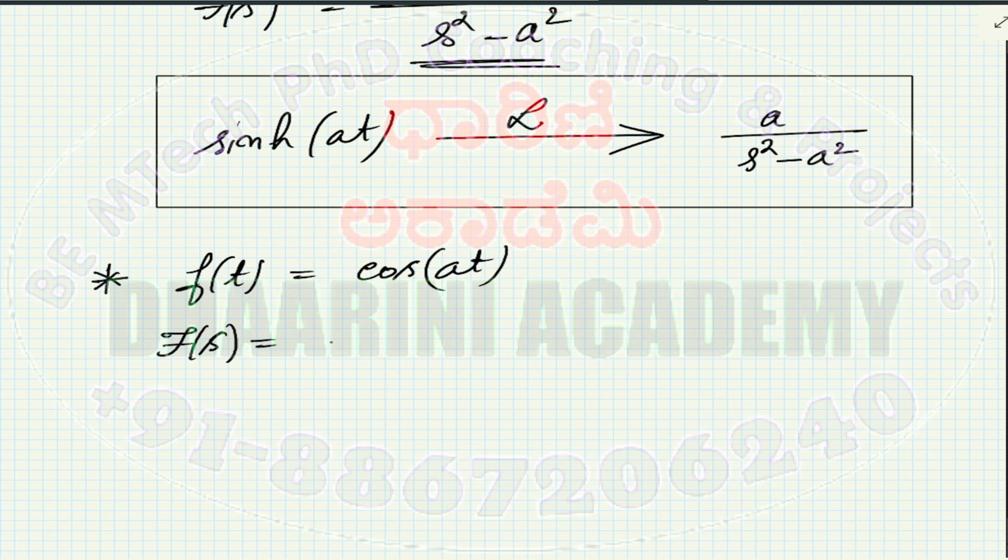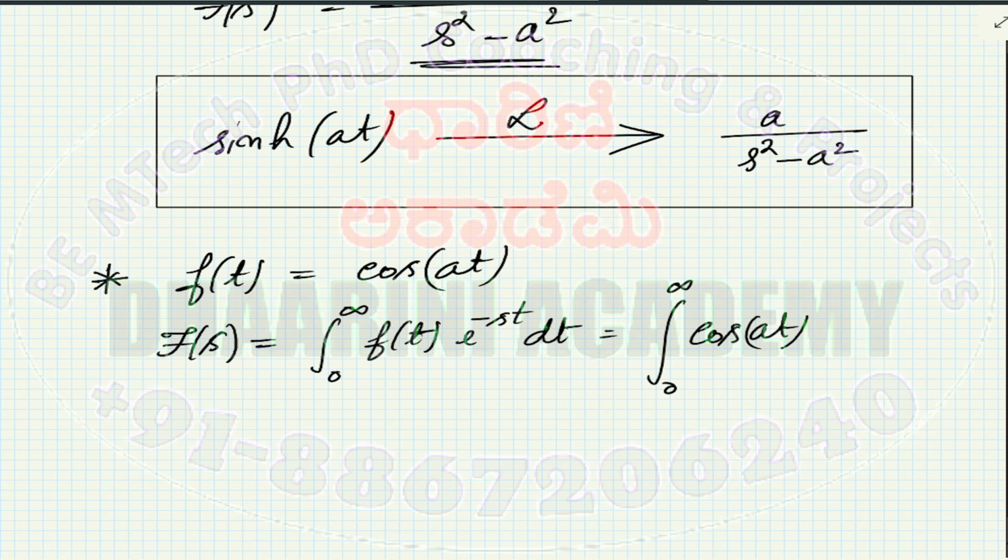Standard equation f of s is equal to integral 0 to infinity given function f of t into e to the minus st dt. So this is nothing but integral 0 to infinity. What is f of t? F of t is cos at into, this is e to the minus st dt.